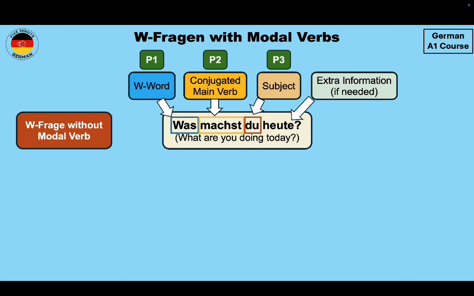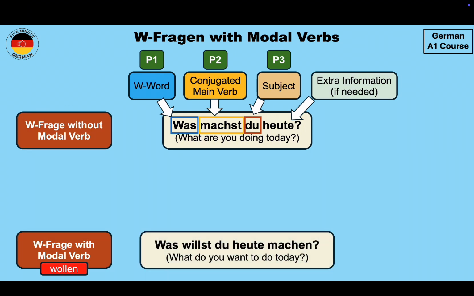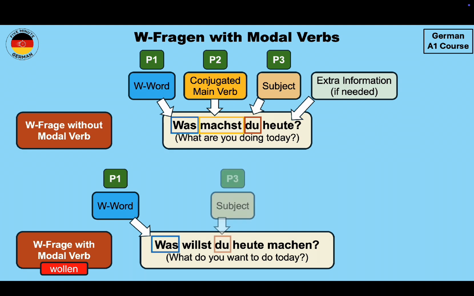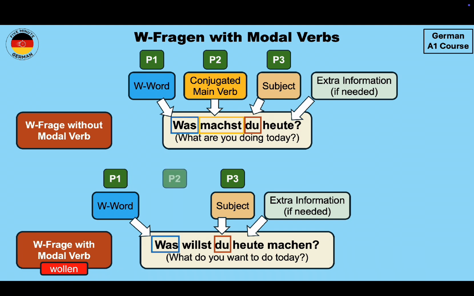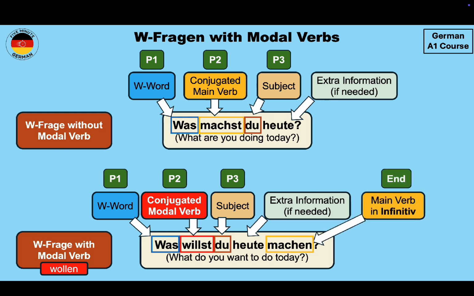Now let's take the same sentence with a modal verb. So the sentence will become Was willst du heute machen? What do you want to do today? Over here, we see that at position 1, we also have the W word and the subject stays at position 3. After that, we have the extra information. However, a change over here is that at position 2, we don't have the conjugated main verb, rather we have the conjugated modal verb, which is willst. And the main verb goes to the end of the sentence in the infinitive form.